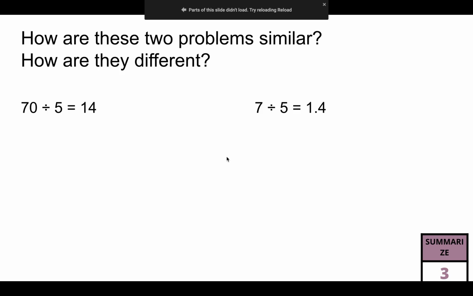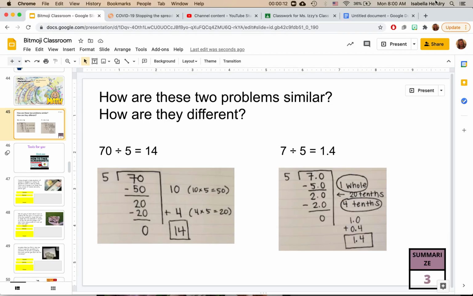Oopsies, what is happening? Oh, computer.